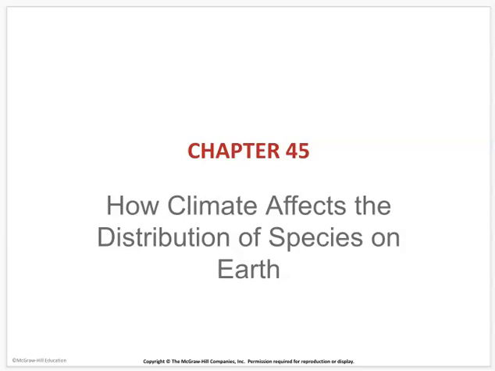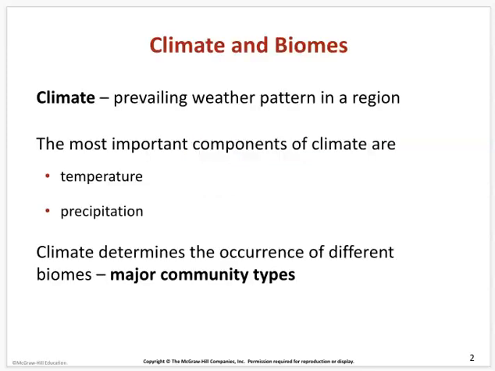This is the Bio 182, Chapter 45 lecture on how climate affects the distribution of species on Earth. So the first thing we want to understand a little better is what climate is. Climate is the weather patterns that we see in a particular region. The most important aspects of climate are temperature and rainfall, so the amount of precipitation. Climate determines what type of biome a community makes up.